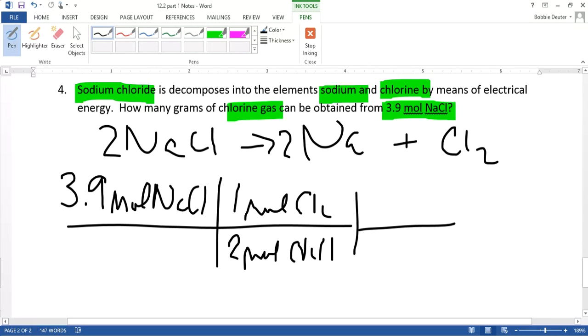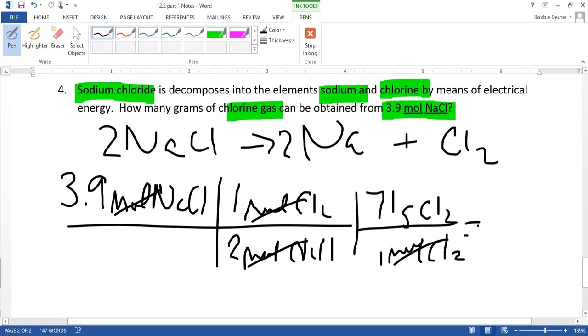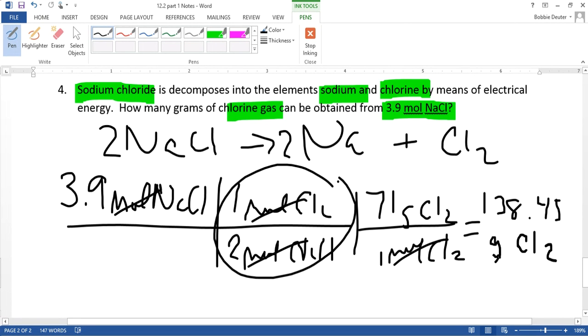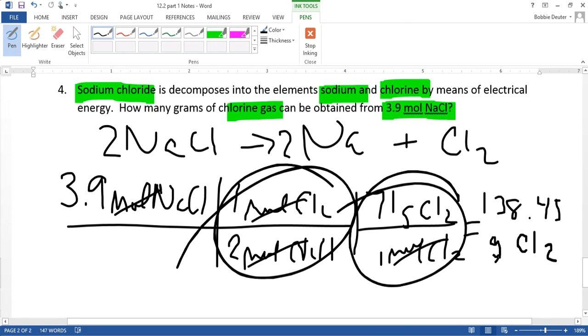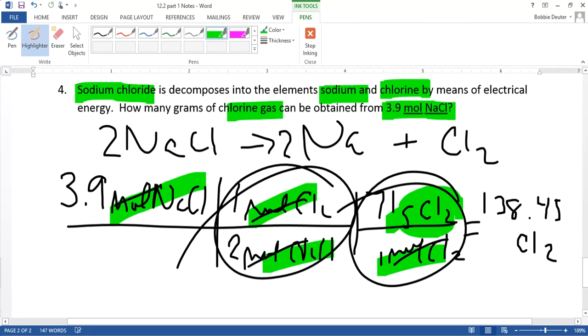Next is going to be our molar mass of Cl2, because again, we cancel those labels out. We find the molar mass is 35.5. We have 2 of those, so it's 71 grams of Cl2. Multiply the top, divide by the bottom, and you get 138.45 grams of Cl2. Again, molar ratio, molar mass. We see the diagonal relationship in the labels, and the label here should be the label here. All right, have fun.